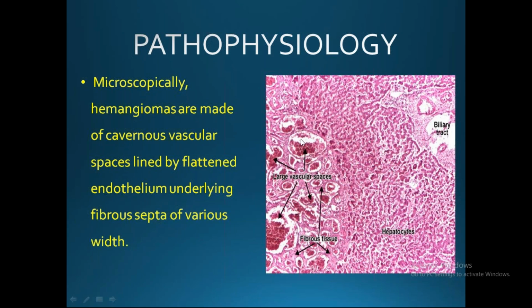Here you can see large vascular spaces present, and within these vascular spaces, you can see fibrosis present. All this other tissue is the normal hepatocytes, the normal parenchyma of the liver. That is how a normal liver should look. But in a hemangioma, you can see vascular spaces with fibrosis in between. So that is the microscopic structure.